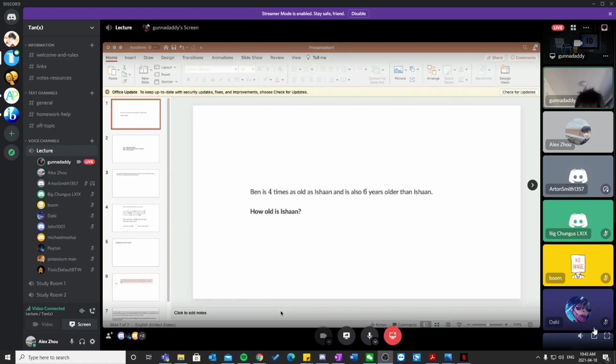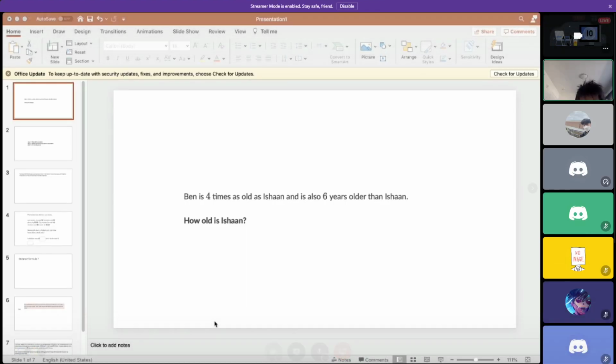Problems associated with system of equations. So yeah, let's get straight into it. The first question is dealing with age, right? We're looking at this current problem right now, and after this one, we will talk about how to solve it in general.